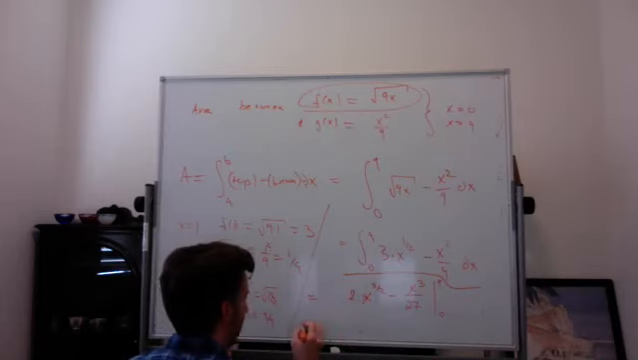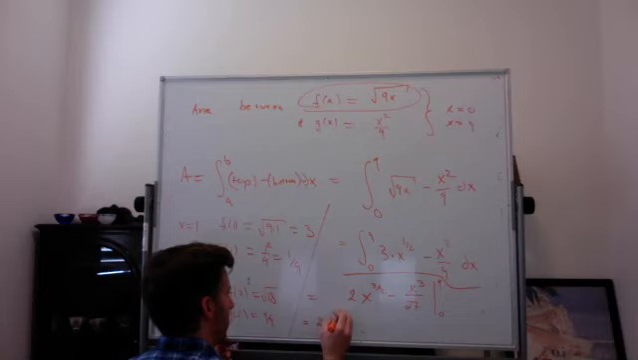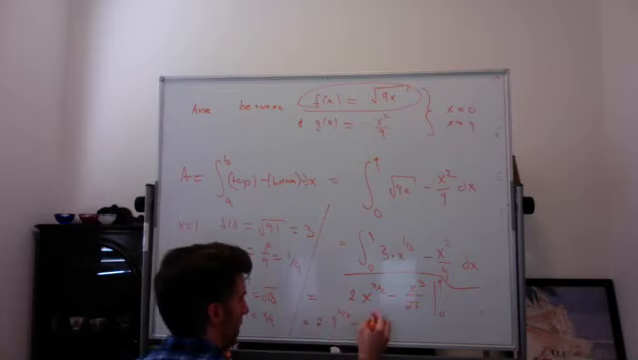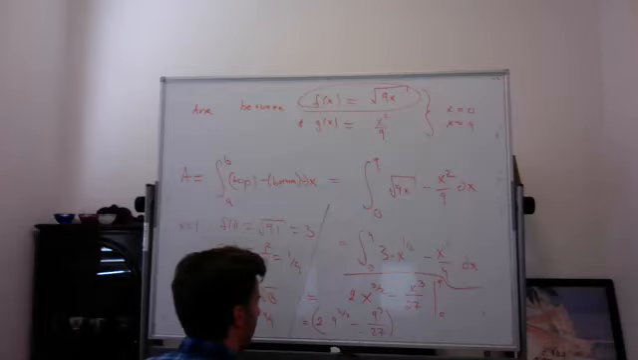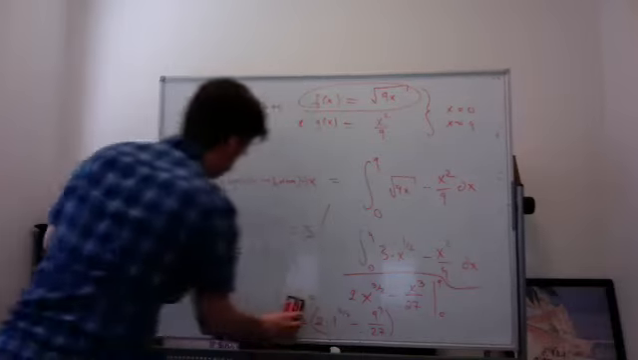And then I plug in 9, I get 2 times 9 to the 3/2 minus 9 cubed over 27 minus, plug in 0, you get 0 minus 0. Okay, it's pretty gross. We can simplify this.